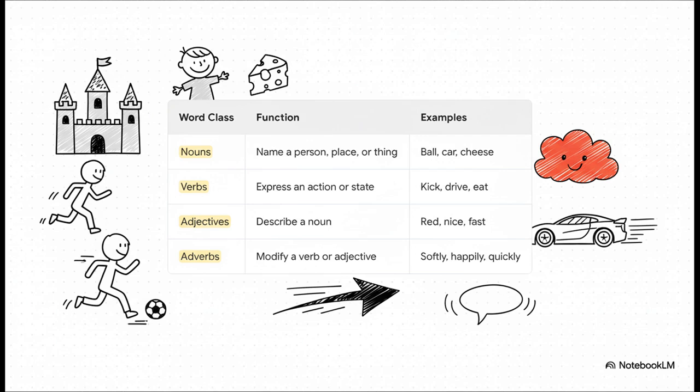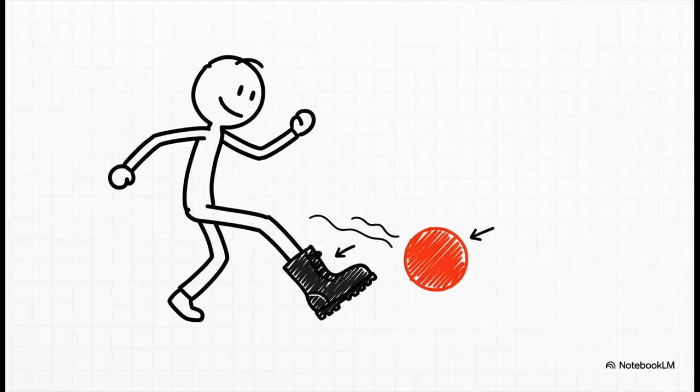Pretty straightforward, right? And boom, here's a perfect example of how it all works together. Check out this sentence. Every single word has its own job to do. Ball, that's our noun, the thing. Red is the adjective, telling us about the ball. Kicked is our verb, the action. And softly, that's the adverb telling us how he kicked it. See? Every piece has its place, and they all work together.